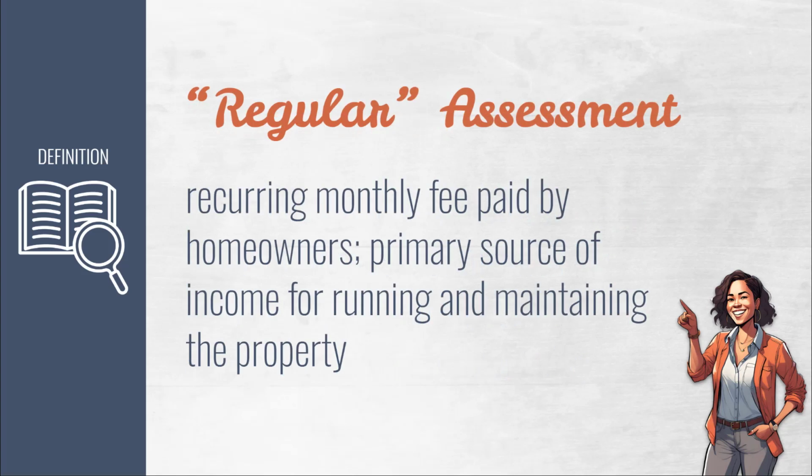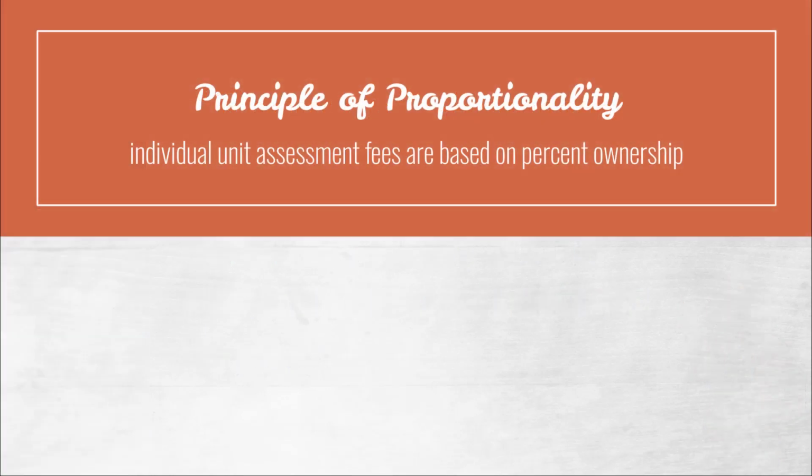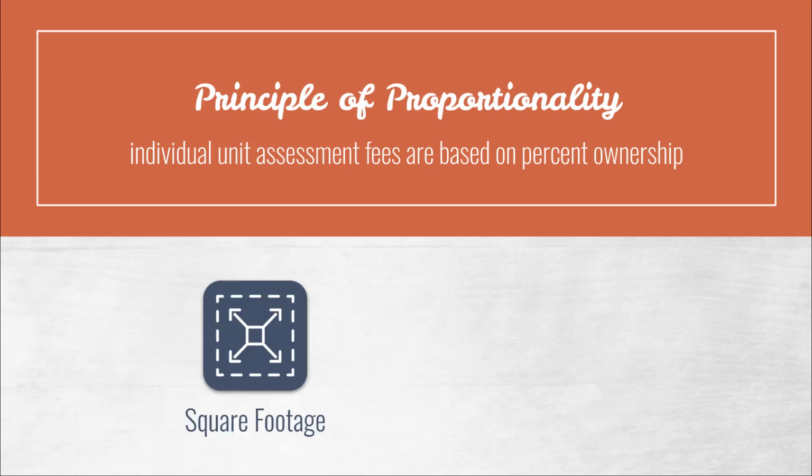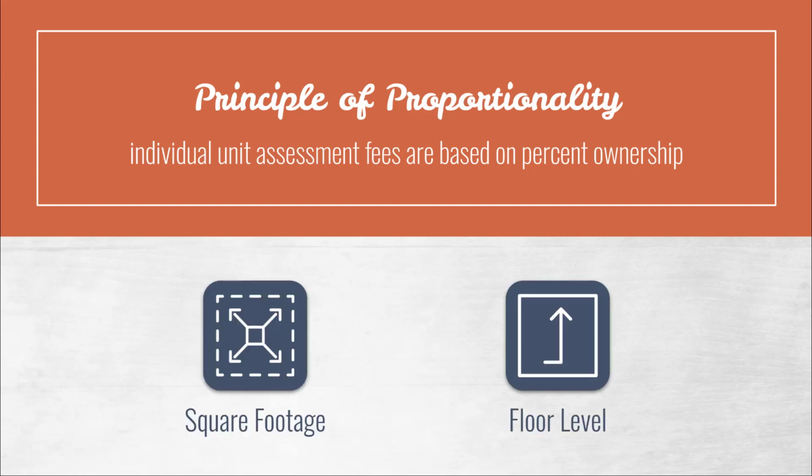These are the monthly fees that each homeowner pays, and they are the primary source of income for running and maintaining our property. The amount of assessments we as owners pay is based on the principle of proportionality, which means each unit's fee is based on that unit's percentage ownership of the entire association. This is calculated based on the unit's square footage and its floor level. Generally speaking, larger units have more ownership than smaller units, and units on higher floors have more ownership than units on lower floors.